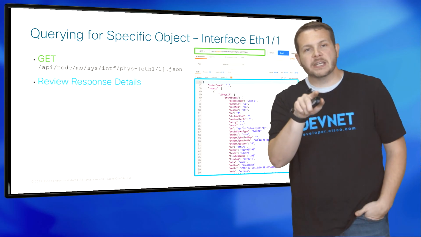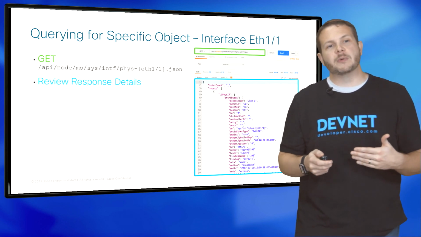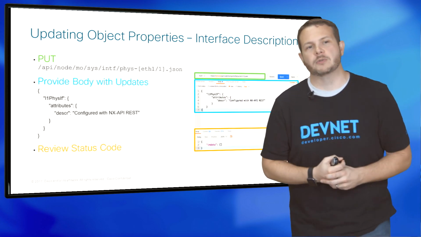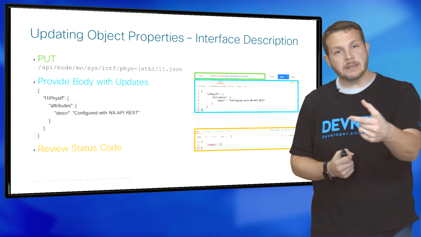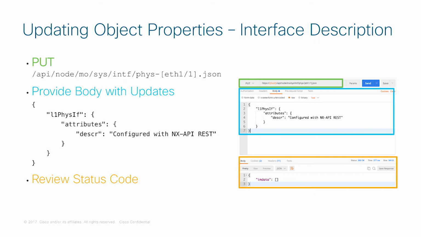Now, once we have a particular managed object, we can actually use NX-API REST to update it. And so we switch from a GET request to a POST request to update the interface description for our object. So it's the same URI, but now from GET, we go to POST, and we provide a body with the updates we're interested in. In this case, we're simply updating the description and providing "configured with NX-API REST." We send this off, and we can review the status code, which comes back as a 200 OK, and we'll notice we get no data back. You would verify that this was successful by sending, once again, a GET request for this object and viewing the results.